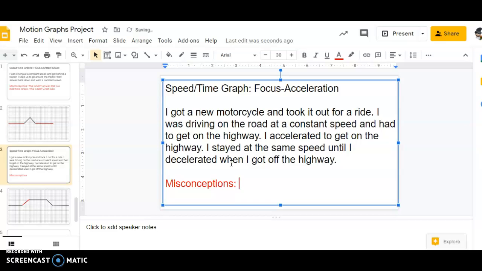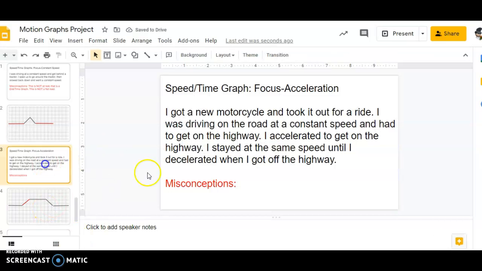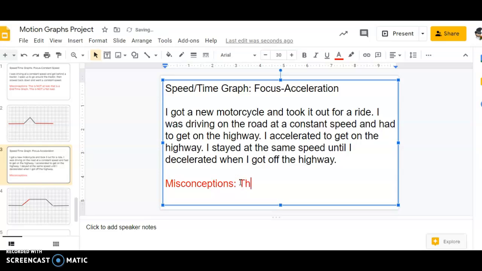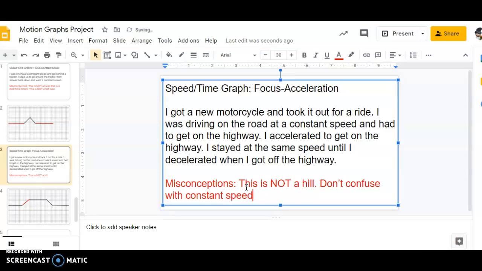What are my misconceptions? Well, if I look at this, number one, this is not a hill. Now, if this were a distance time graph, this would be constant speed. So don't confuse it with constant speed, which is what that would be on a distance time graph.